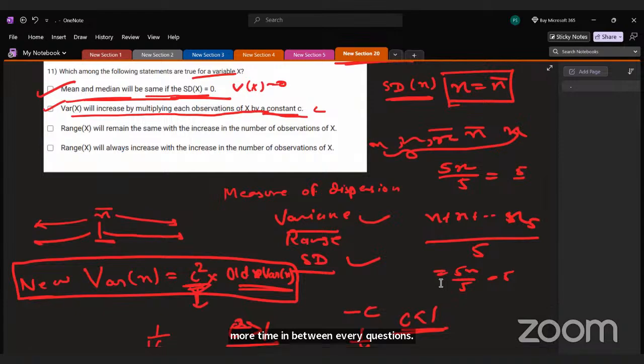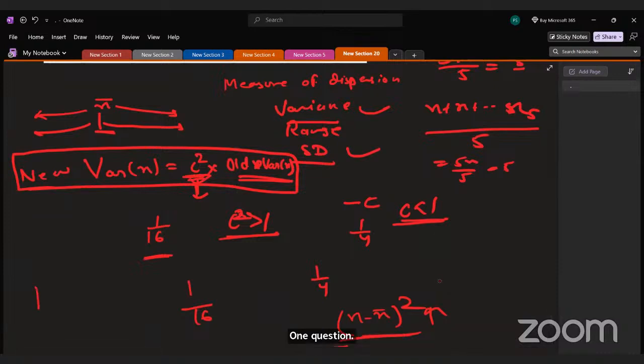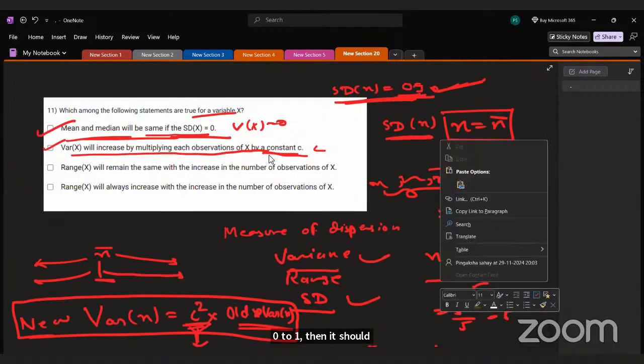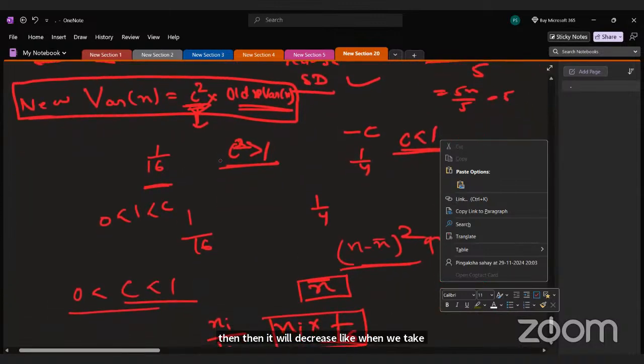One question. Basically, somebody asked if c lies between 0 to 1, then will the variance increase or not? Then it will decrease, when we take the constant c between 0 to 1.